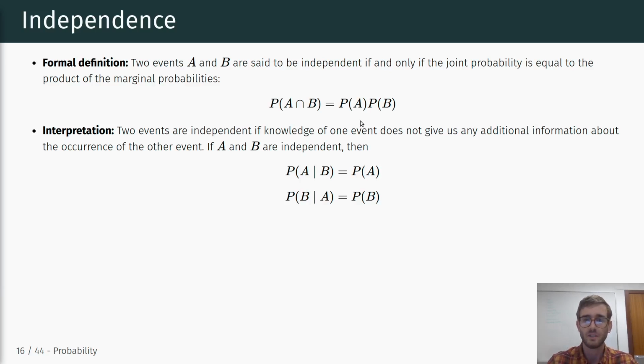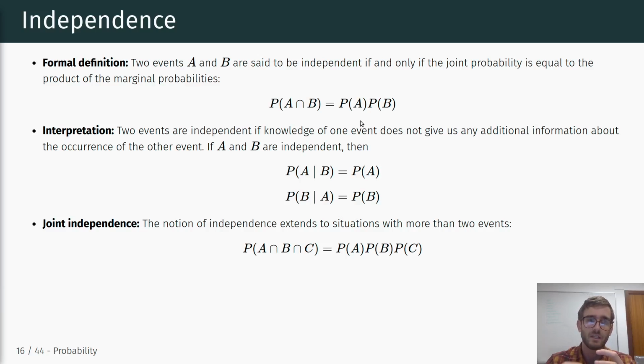So in essence, what is key is that the knowledge of one event, whether or not it occurs, doesn't make a difference for the probability of another event occurring, and that's when we talk about independence. Okay.